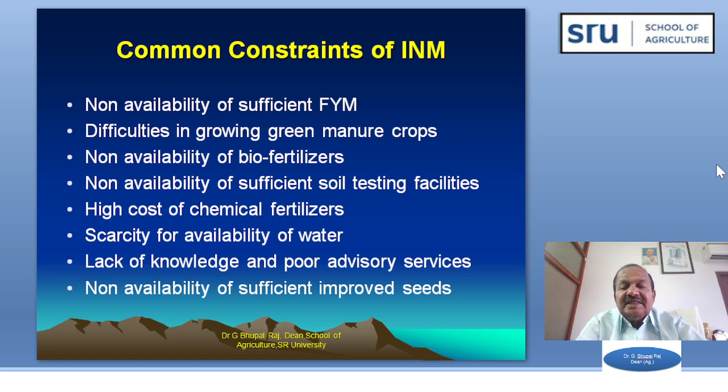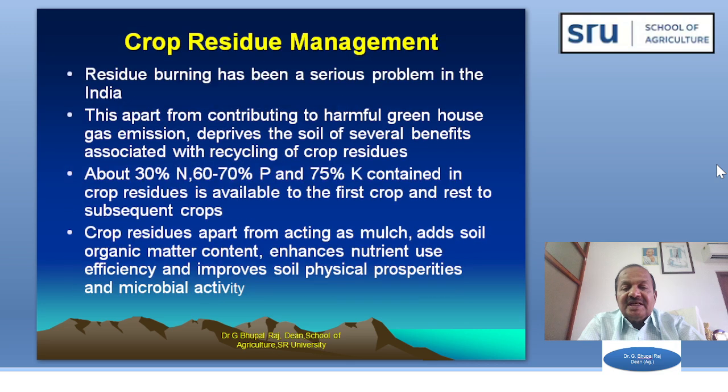Common constraints in integrated nutrient management are the non-availability of sufficient farmyard manures. The organic manures may not be available in sufficient quantities to meet the actual requirement of the nutrients, and difficulties in growing green manure crops, non-availability of the biofertilizers, non-availability of sufficient soil testing facilities, high cost of the chemical fertilizers, scarcity of water, lack of knowledge and poor advisory services, and non-availability of sufficient improved seeds. These are the constraints in INM.